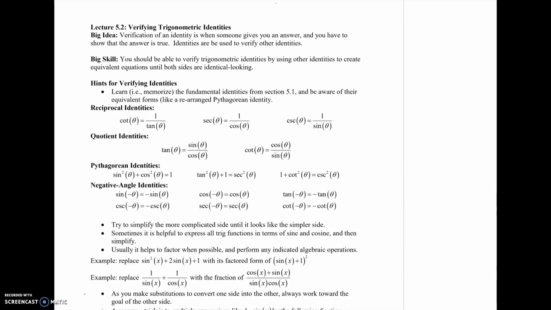Alright guys, so we're going to work on this lecture 5.2, verifying trigonometric identities. It's all about verification of an identity, and basically it is when someone gives you an answer and you have to show that the answer is true. So you will use identities to verify other identities. I'll let you read all the identities you are going to work with, and let's jump right away with the first example.